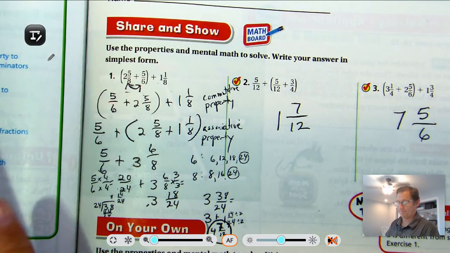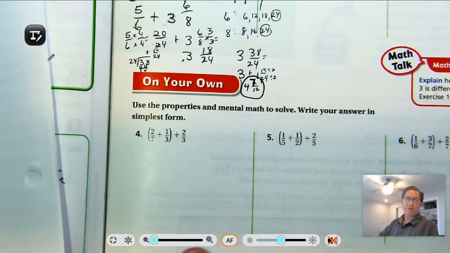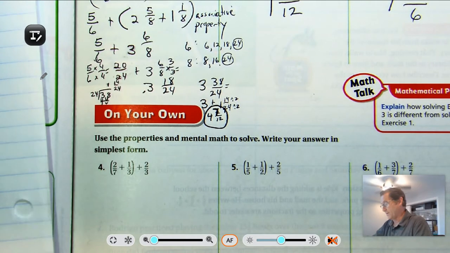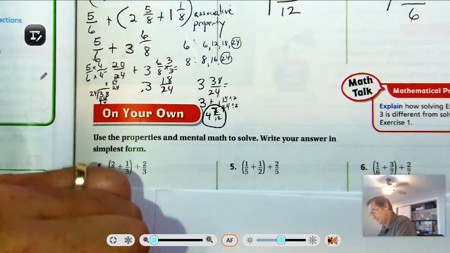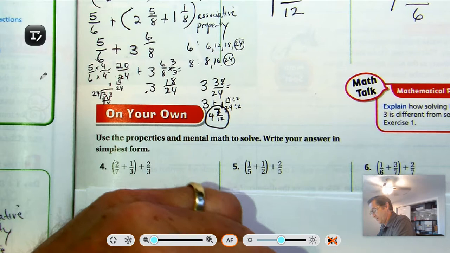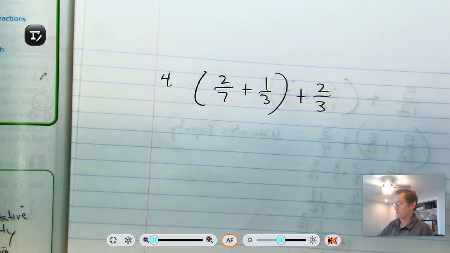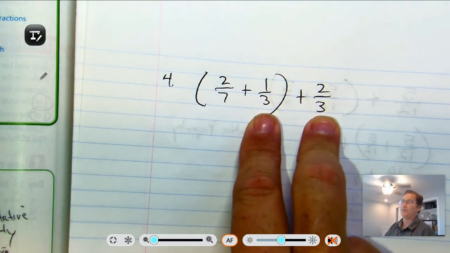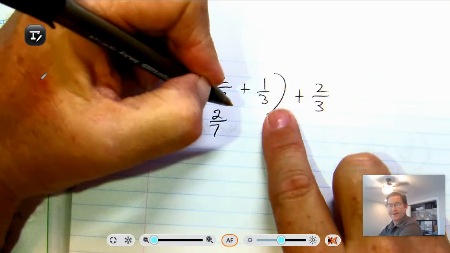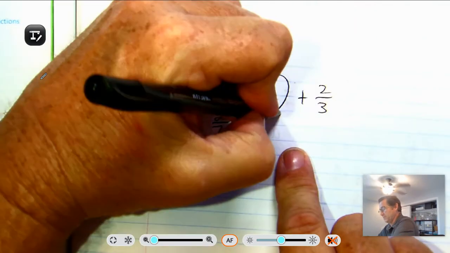Okay, number 4. Use the properties and mental map to solve. Write your answer in simplest form. All right, so we have the sum of 2/7 and 1/3 plus 2/3. Well, don't you want to add the thirds together? Sure. They're already next to each other, so I don't have to change anybody's order. So let's just change how they're grouped.